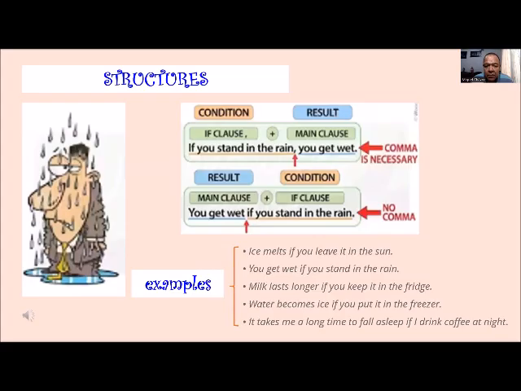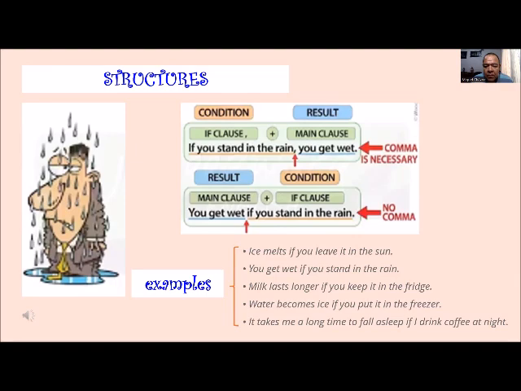In the following example, if you stand in the rain, you get wet. What tenses are used? All of the verbs are in the present simple tense. So we know we are using the zero conditional, which means this sentence refers to a general truth or general fact. So we see the order of it. First, if clause, which is the condition, comma, then the main clause, which is the result. A comma is necessary between the two clauses.